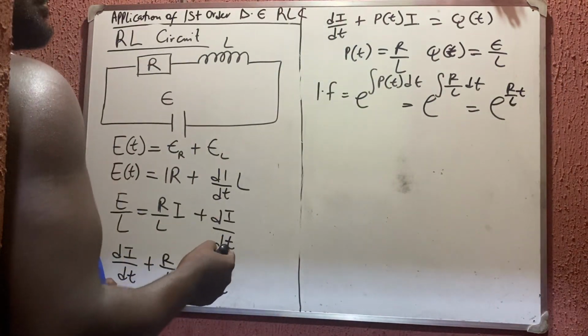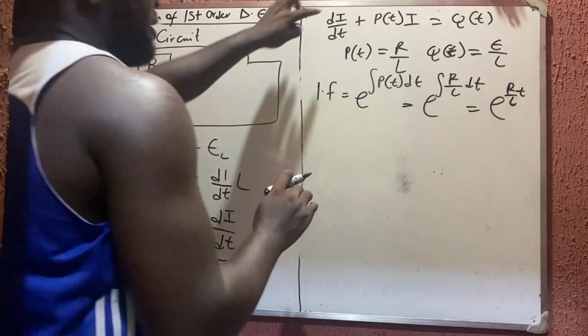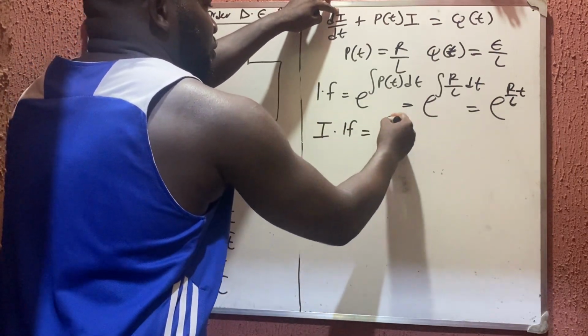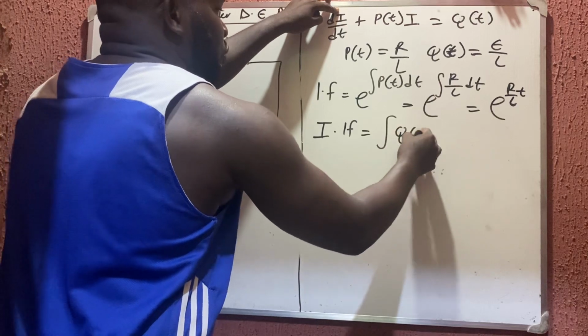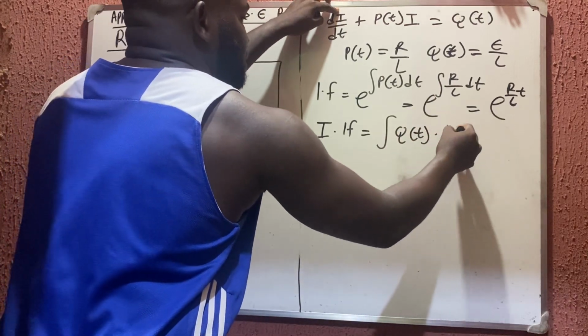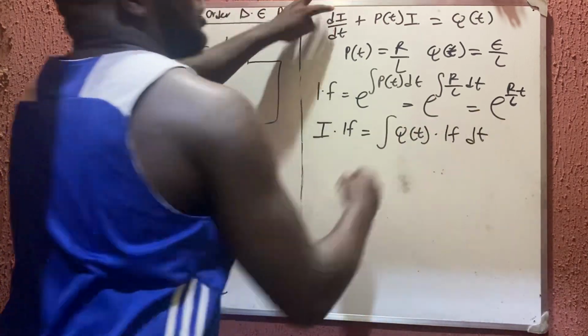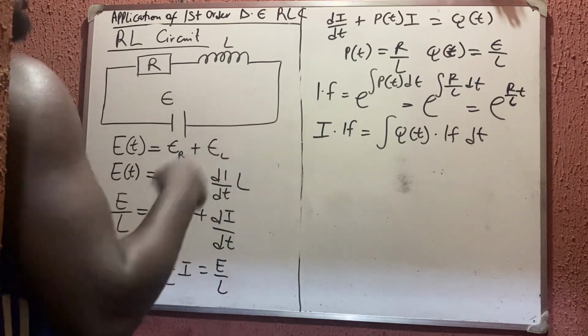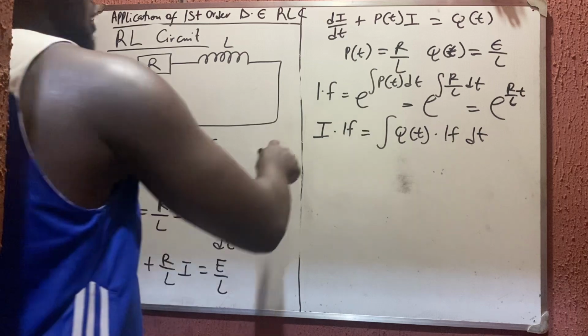Once I've gotten your integrating factor, your answer is simply I dot integrating factor is equal to the integral of what? Q of t dot the same integrating factor dt. That's just, go and watch my video on first order linear differential equation. It will help you to understand what I'm saying. So let us now put everything.